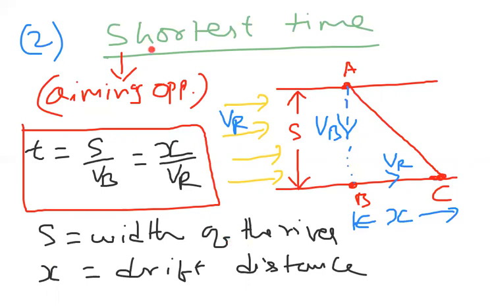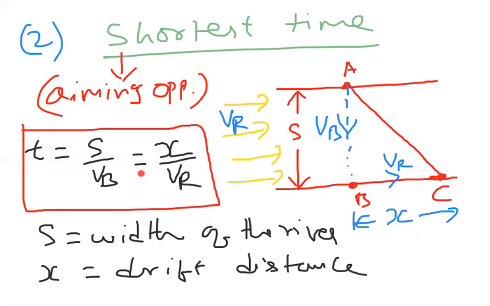Time taken in the shortest time concept. What is time? Time is distance by speed in any direction. In this direction, vertical, the speed is VB, so S by VB. In horizontal, the distance is X and the speed is VR, so X by VR.